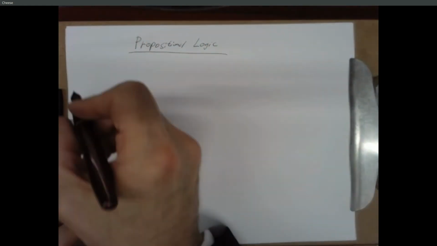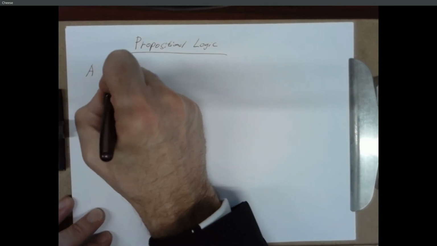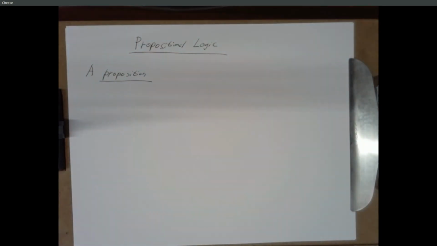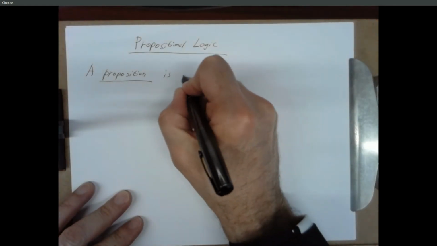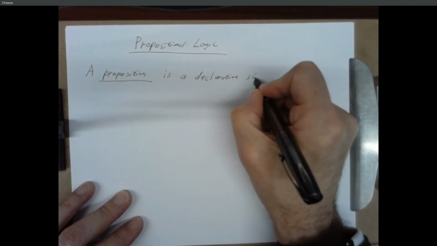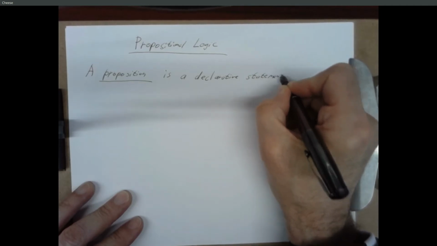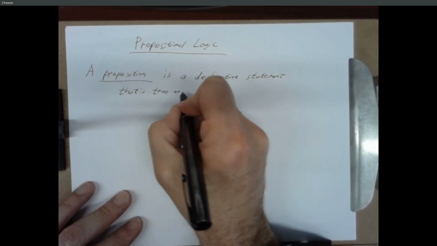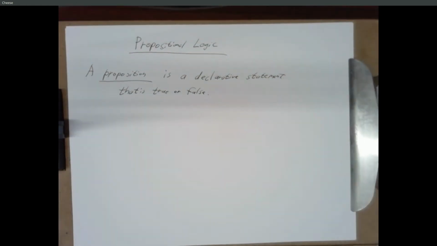well, not surprisingly, it's built on the idea of a proposition. And this is possibly the most important definition you're going to get for this part of the course. So a proposition is a declarative statement that is true or false. Now that's a pretty easy definition, but it's a really important one. A proposition is a declarative statement that is either true or false.